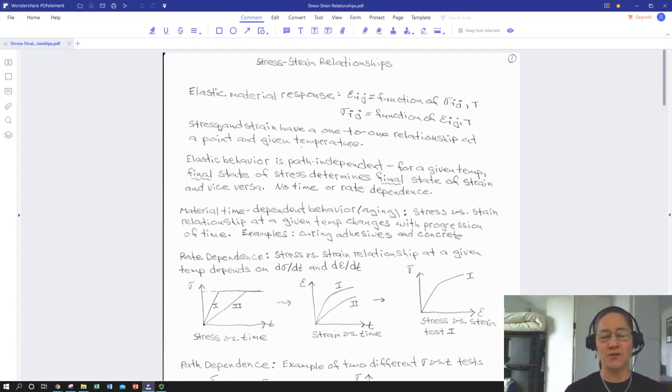Those of you who have taken thermodynamics may have heard of state variables versus process variables. Elastic material behavior can be thought of as a state variable. It only matters where you are in terms of how much strain is present at a given temperature. If you know what the state of stress is, it doesn't matter what it was yesterday. Didn't matter how quickly you applied it. You could measure or calculate the resultant strain at that point. This is not true of any kind of non-elastic behavior.